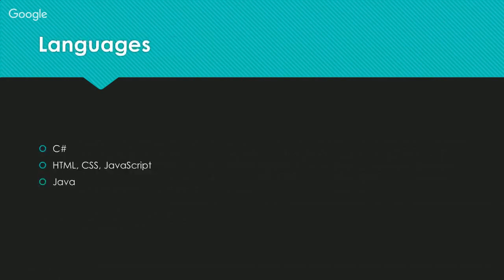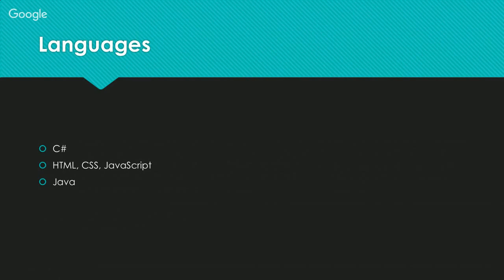In terms of languages, the languages that we were considering were C Sharp, HTML, CSS, and JavaScript, and Java. C Sharp would be a good language because it offers cross-platform deployment and is very familiar to our development team.